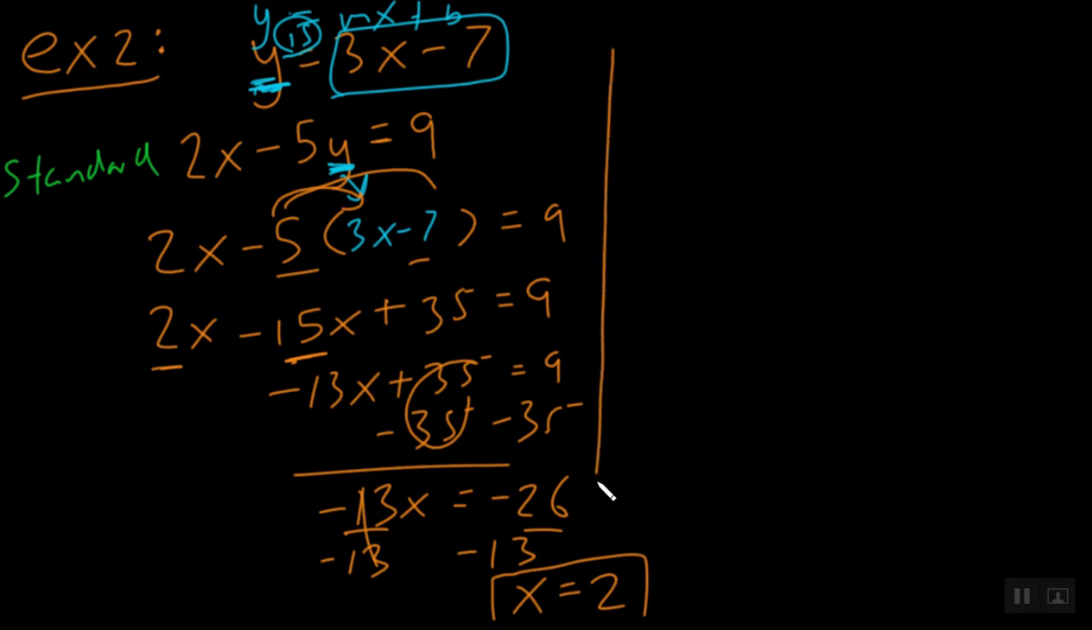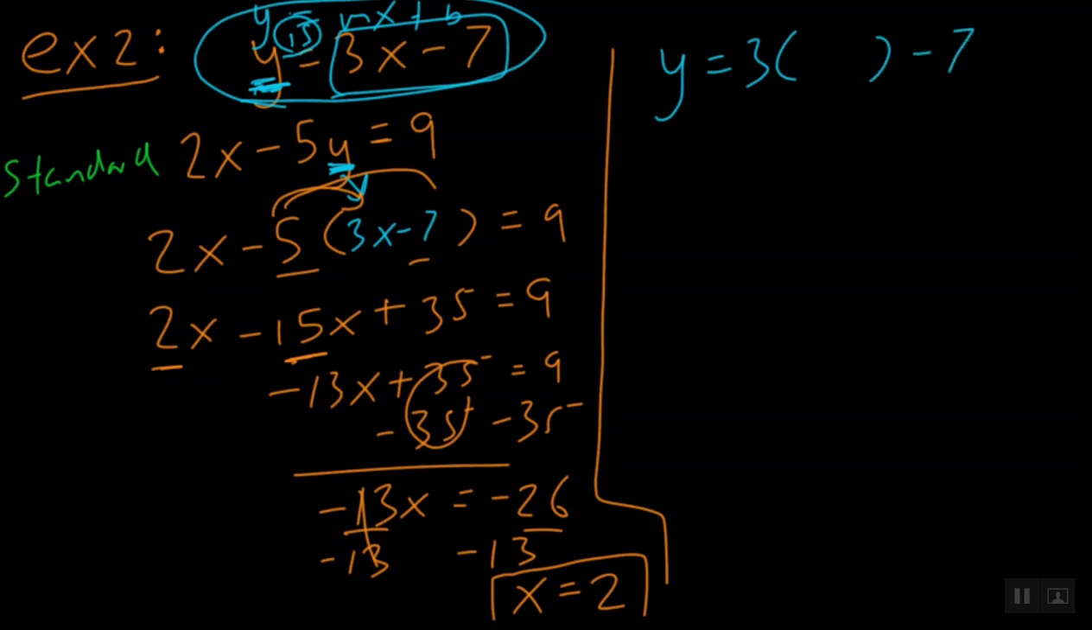Now remember, that is not the final solution. Let's take this equation where y is by itself. Let's write y equals 3x minus 7. And if I were to ask you, well, what is x? You would say x is 2. And so I'll plug in that 2. Now from here, we can say, okay, well, you know what? 3 times 2 is 6 minus 7. And 6 minus 7 is negative 1.